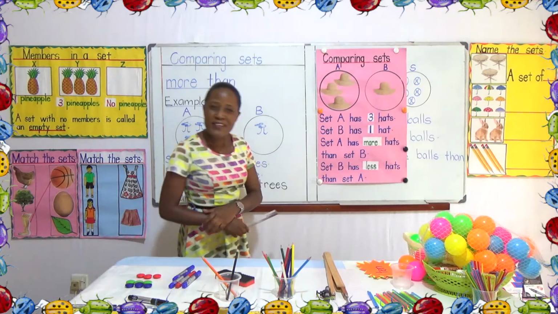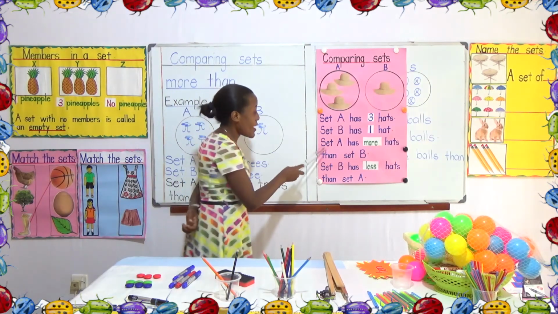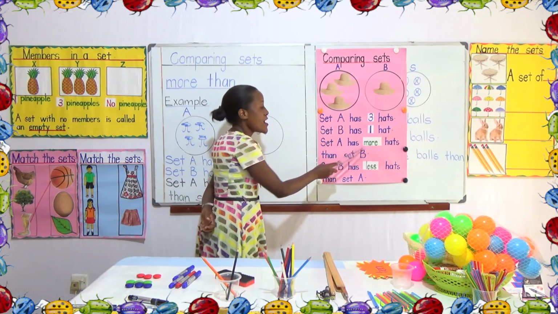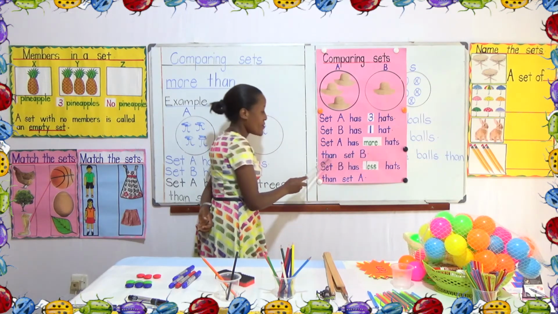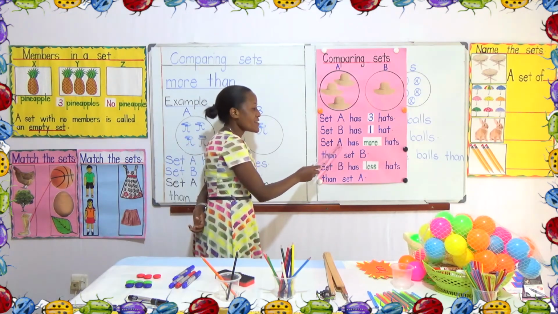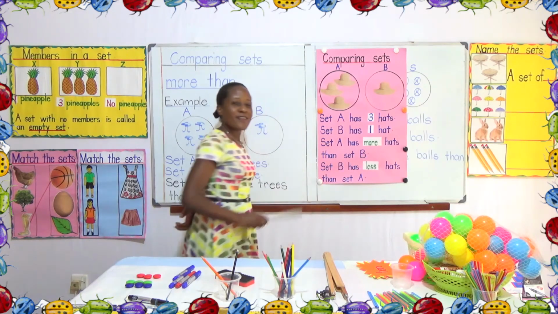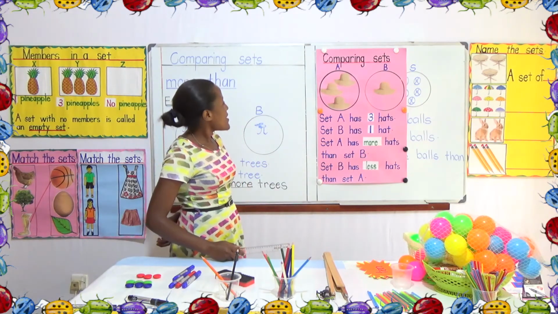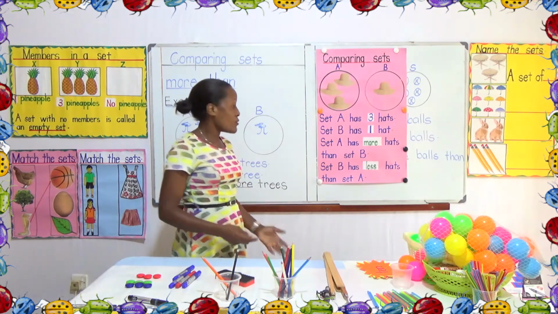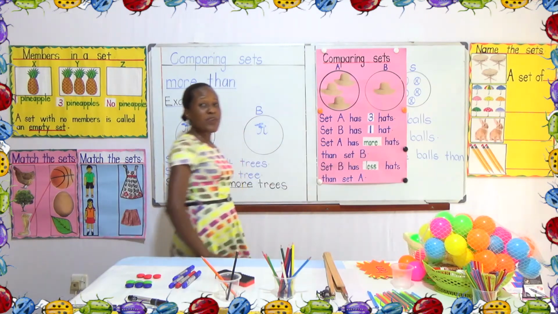It is even written here. Can we read together? Children, let's read together. We shall say set A has more hearts than set B. I think it is correct. It is true that set A has many. So we shall say set A has more hearts than set B.